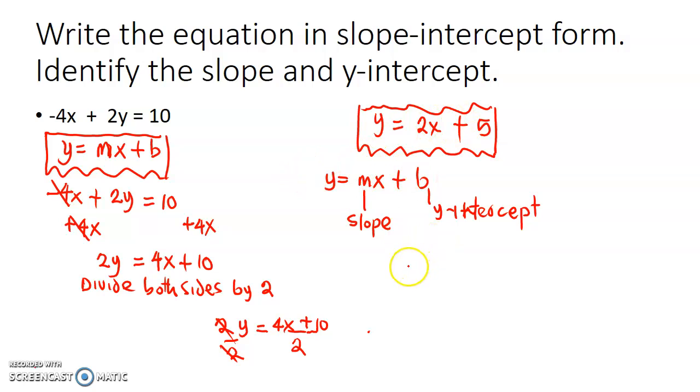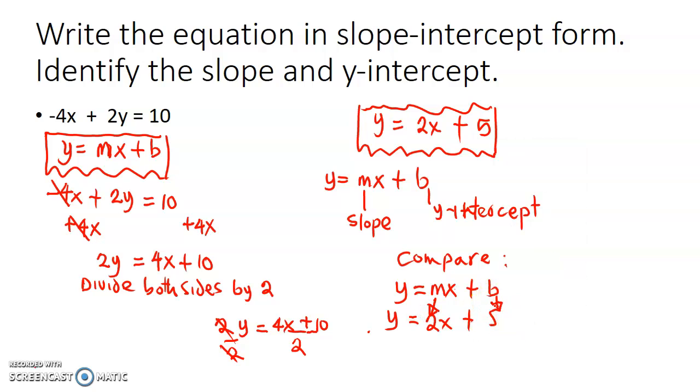So let us do the comparison now. Let me compare. I have the general form, y equals mx plus b, and the equation I generated is y equals 2x plus 5. When I compare, this is what I have. My slope is equal to 2, and my y-intercept is equal to 5.